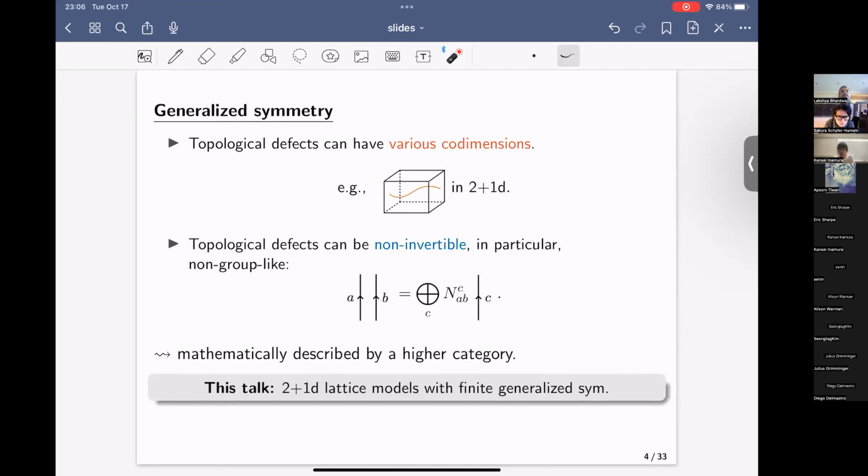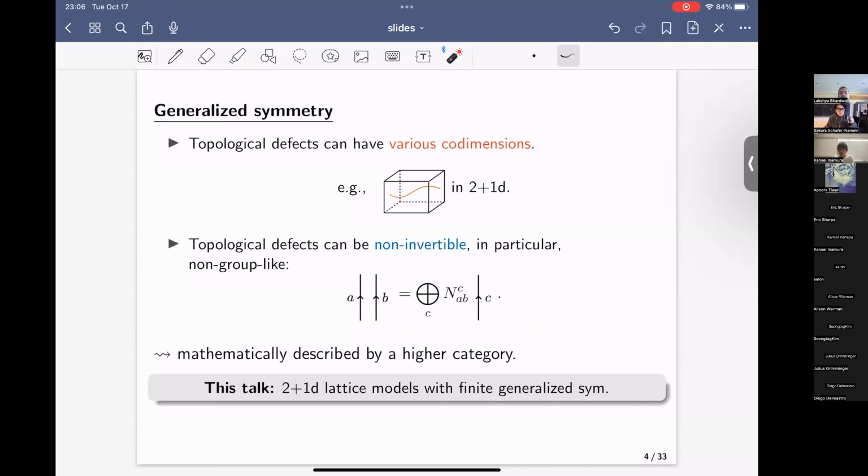And another generalization is to relax the invertibility. So in general, topological defects can be non-invertible, and we can consider the symmetries generated by such non-invertible defects. And in particular, when the topological defects are non-invertible, then their fusion rules are non-group-like. So if we fuse topological defects A and B, then we get the sum of topological defects. And here N_AB^C is a non-negative integer, which is the number of topological defects C contained in the fusion of A and B. And this non-negative integer is called the fusion coefficient. So the symmetry generated by such non-invertible defects are called non-invertible symmetries. So this is another generalization.